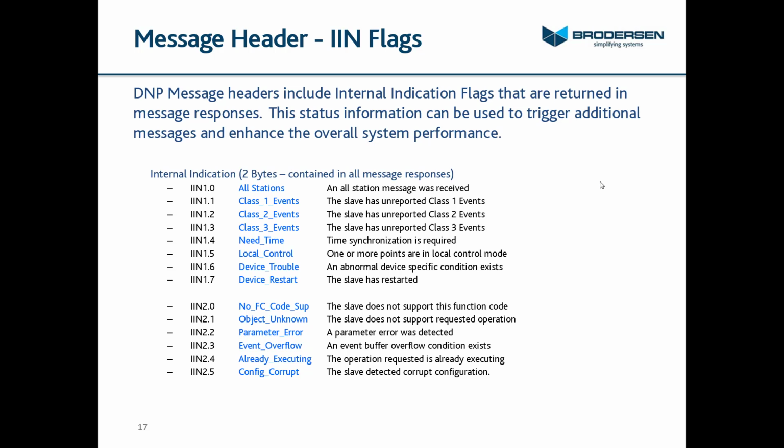Another important feature is the device restart. Anytime an RTU restarts, it leaves its restart flag set until it's talked to by the master, which must then reset that restart flag. And there are other message flags in here, such as parameter errors or the fact that the event buffer may have overflowed. And another interesting one at the bottom here is config corrupt. So we have systems deployed where the master station is looking for that config corrupt bit, and it may use that to trigger the downloading of an RTU slave configuration.